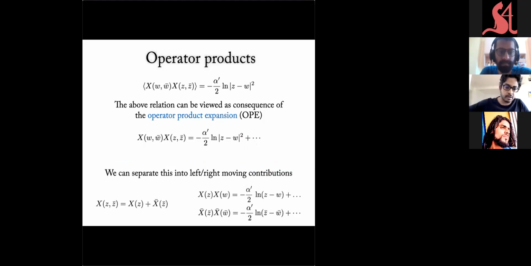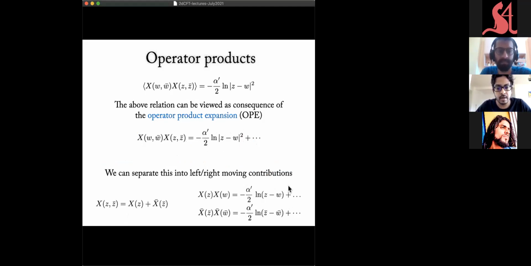So we can separate this OPE again into left and right moving contributions, and then you can write this separately as the holomorphic contribution of the left moving part, and the right moving contribution, which is the right one, which is this.